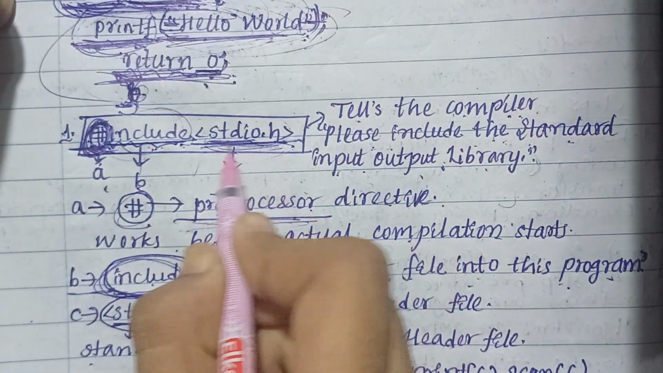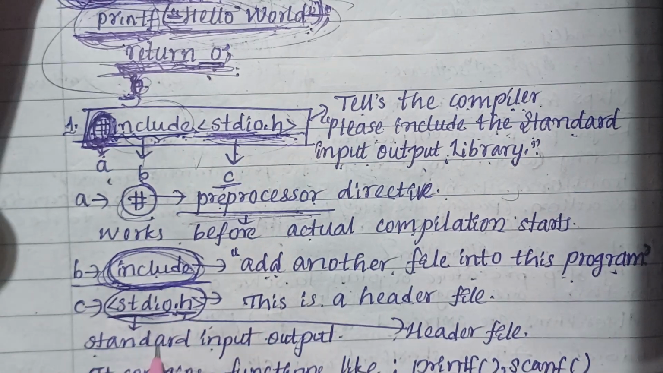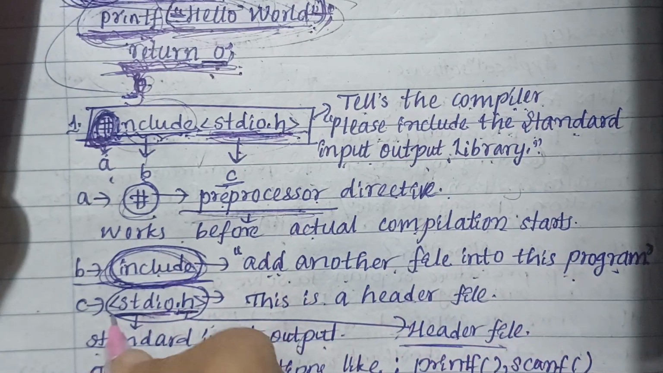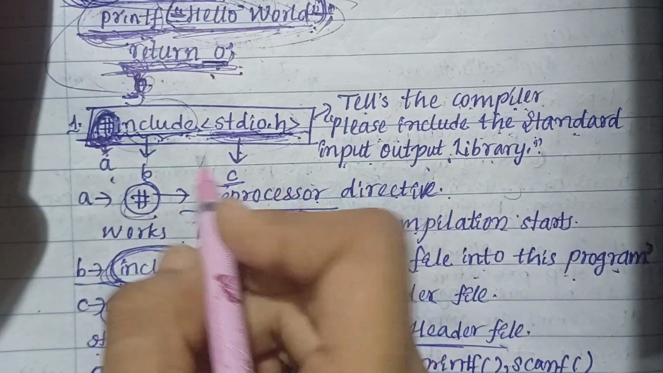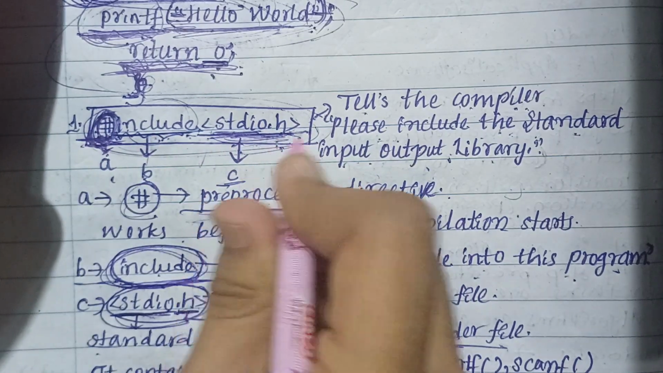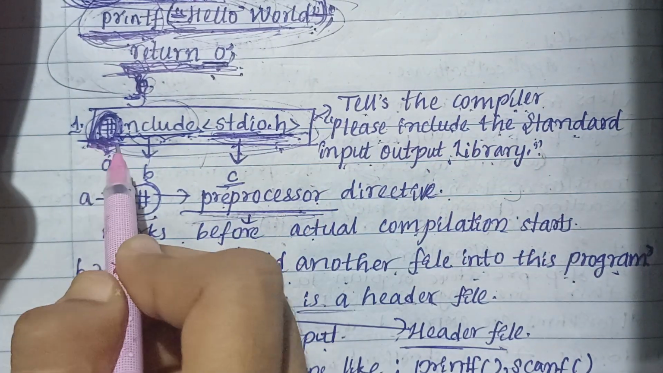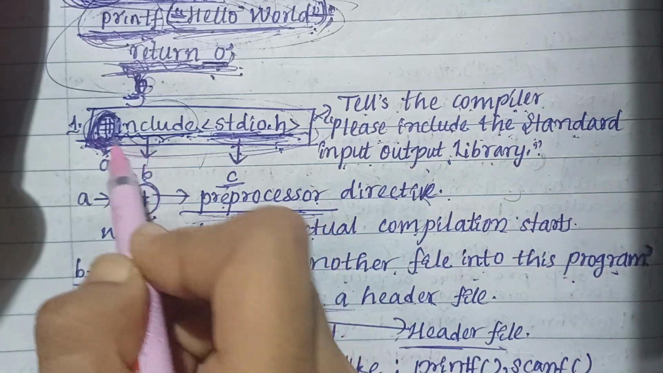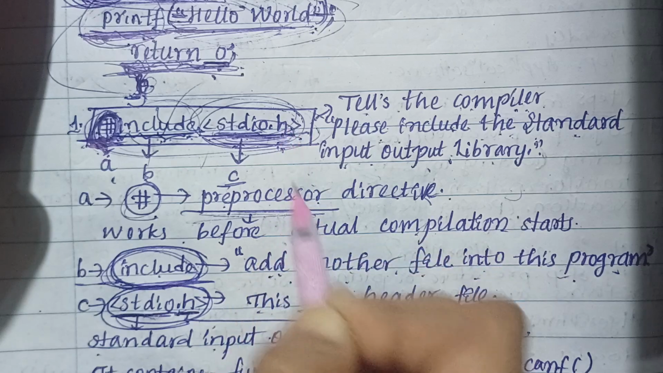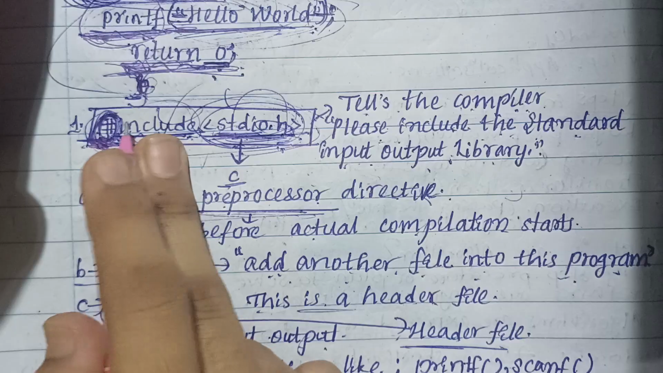And then we can see this stdio.h. Here your stdio refers to standard input output, and this .h refers to your header file. This complete thing is a header file. Now this hash include stdio.h, hope you are clear with this line. It tells the compiler to include the standard input output library, and this hash represents a preprocessor directive. Include is for adding another file into the same program. That is, here we are adding your input output file. Okay, like the .h header file, we are adding this.